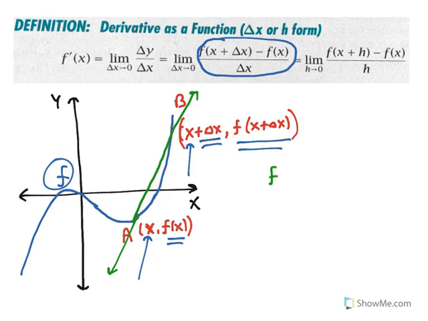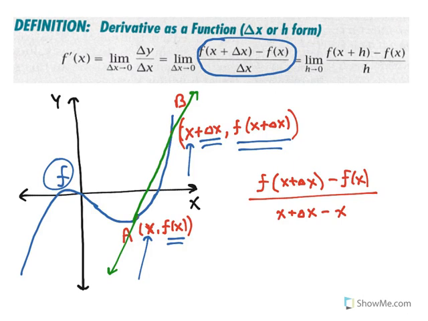So the change in y would be the y-coordinate of point B minus the y-coordinate of point A. Divide that by the x-coordinate of point B minus the x-coordinate of point A. And of course you can simplify the denominator here because you have x minus x, which is 0, leaving you with just delta x in the denominator. So this difference quotient gives the slope of the secant line passing through points A and B.